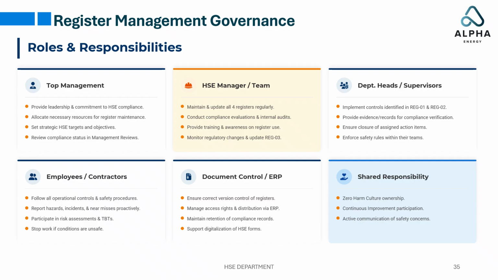Employees and contractors are responsible for following operational procedures and safety controls, reporting hazards, incidents, and near misses, participating in risk assessments and toolbox talks, and stopping work if conditions are unsafe. The document control/ERP function supports the system by ensuring proper version control of registers, managing document access and distribution through the ERP system, maintaining retention of compliance records, and supporting the digital management of HSE forms.